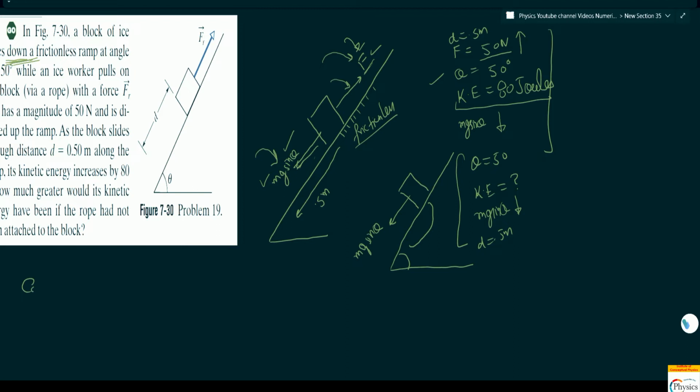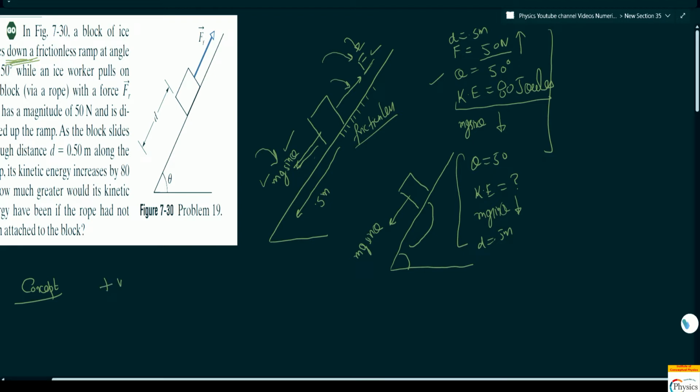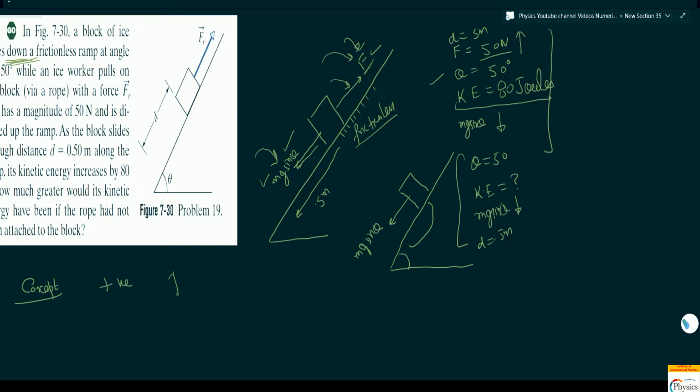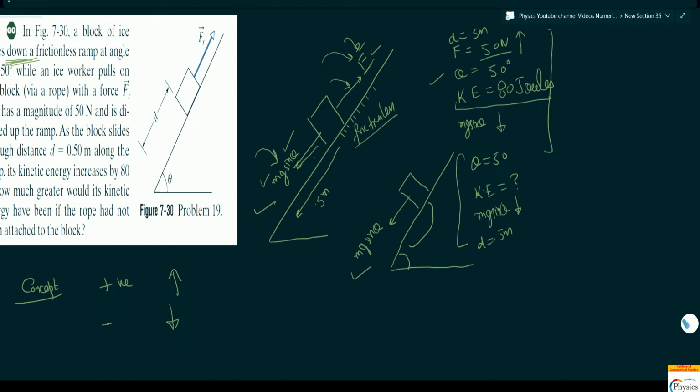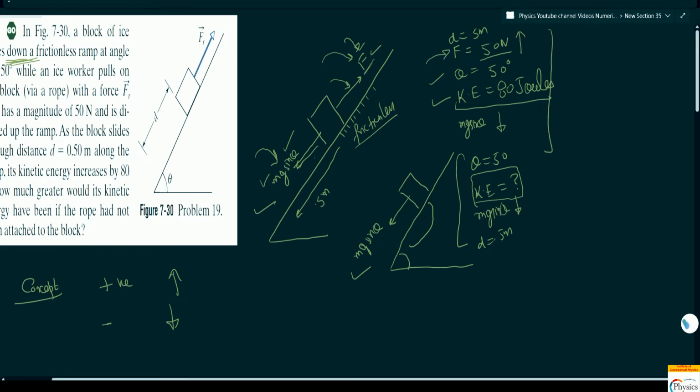Now the concept. It is very important that we revise the concept. If you do positive work on a body, the kinetic energy goes up. If you do negative work, the kinetic energy goes down. In situation number one and situation number two, the kinetic energy has gone up, right? In situation number two, you have to find out how much the kinetic energy gain is in the absence of this force. So let's discuss, what was this force doing to this block?